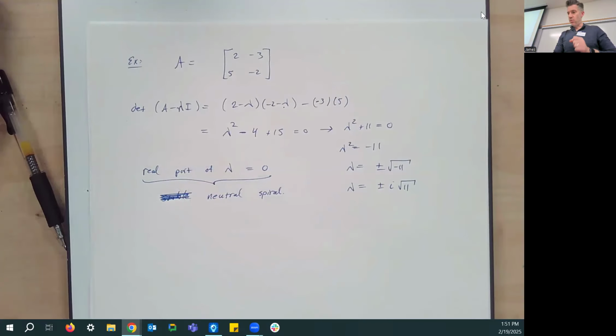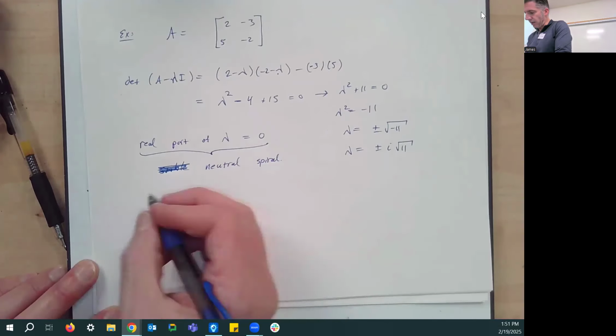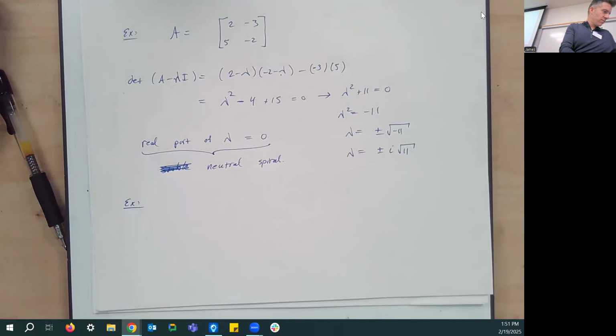Okay. Let's look at one more. So what I really want to say is, I don't love this example for that. Let's do one more. Let's say we have one more example.